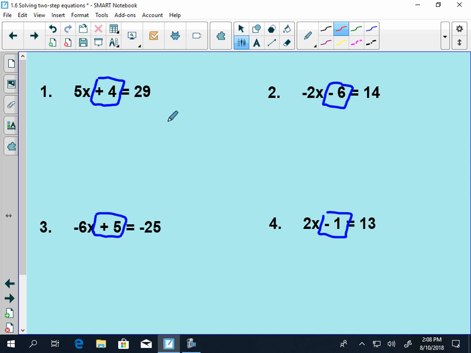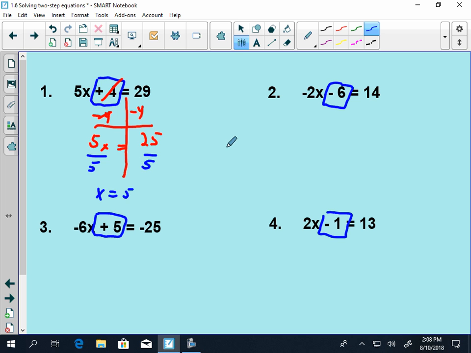You do that by doing the opposite of what they are. This is a +4. What's the opposite of +4? -4. So you subtract 4 to both sides. This cancels each other out, leaving you 5x equals 25. Now I have to divide by 5. X equals 5. Listen, you do this wrong all the time. When you have a number and a letter, and you have to separate the number and the letter, the number goes on the bottom of the fraction.